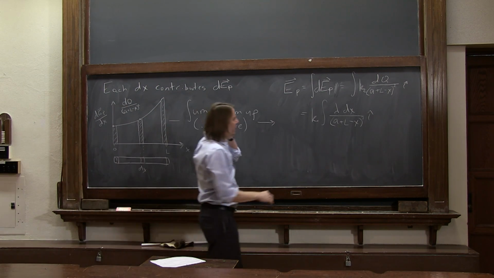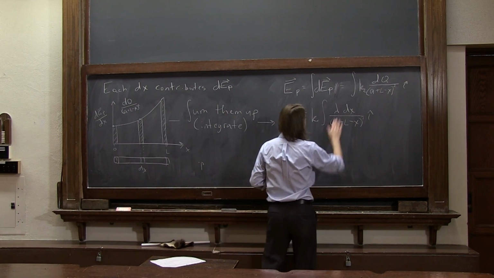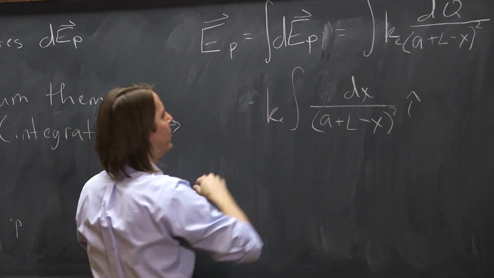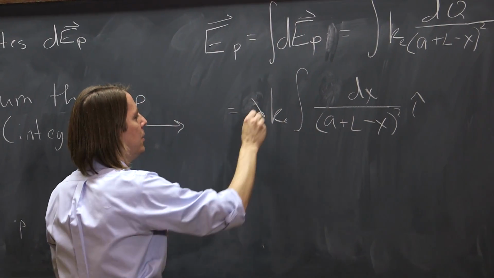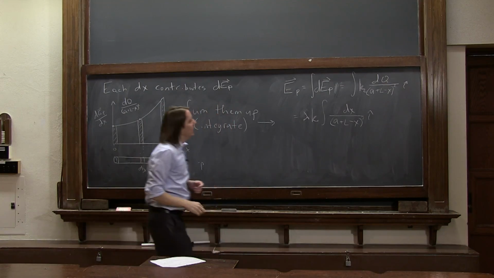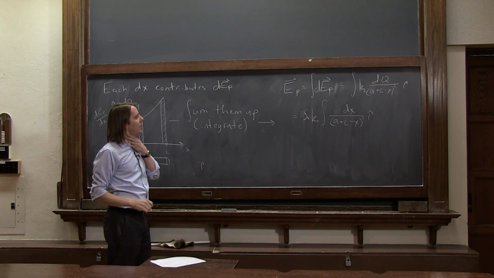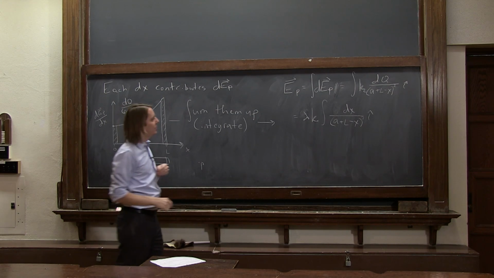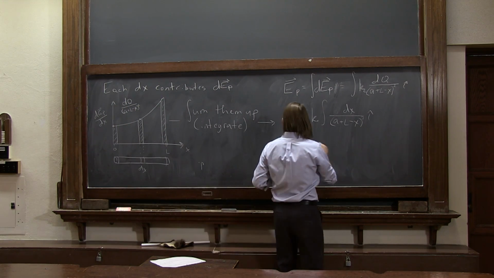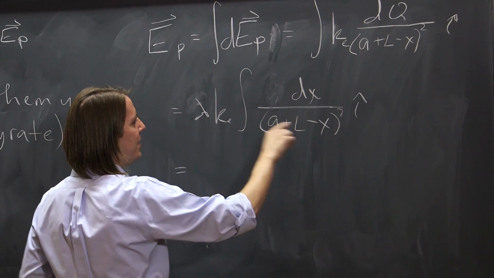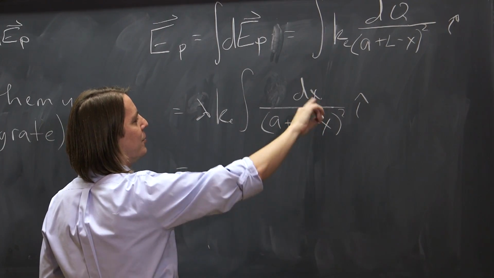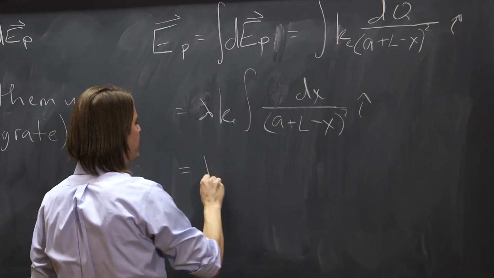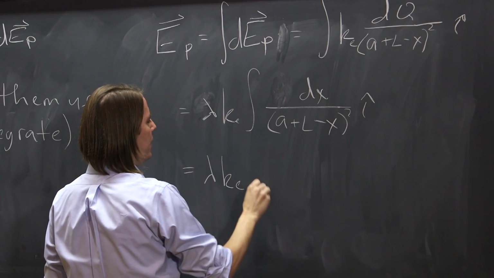What else can we do? We can pull the lambda out. So I can just do that manually here, save a little time. So we have the integral of dx over a plus L minus x quantity squared. And again, this isn't calculus class, so I'm just going to do these integrals. It helps me to kind of think of this as a plus L minus x to the minus 2 and put it in the numerator. But you can integrate however you want.